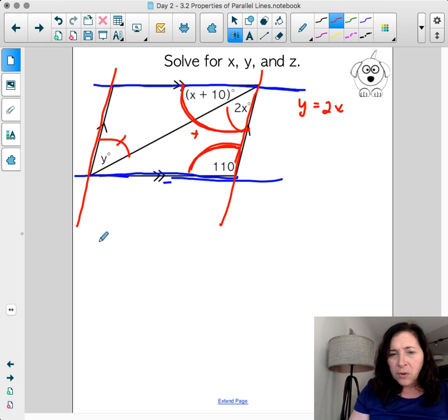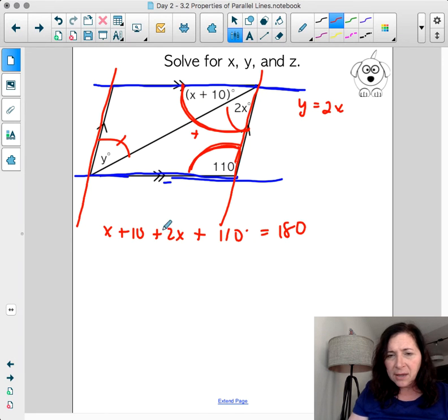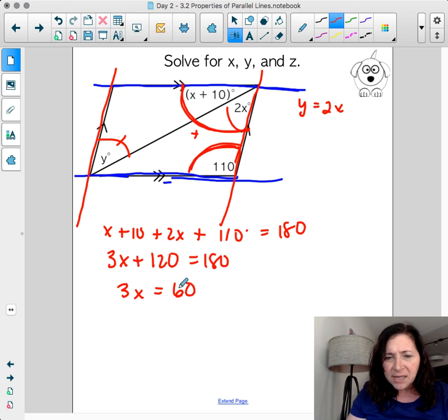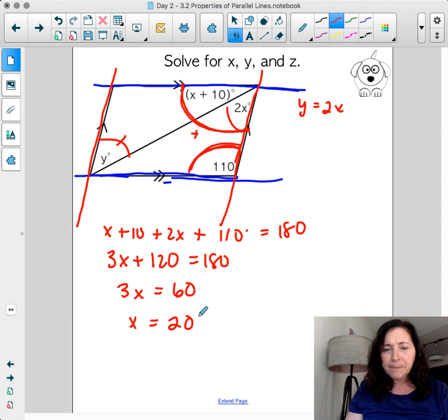So I could go x plus 10 plus 2x plus 110 degrees is equal to 180. So I have 110 and 10, which makes 120. So let me rewrite this. 3x plus 120 equals 180 degrees. I get 3x is equal to 60. So x is equal to 20.